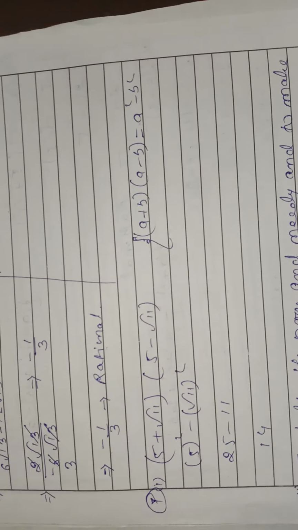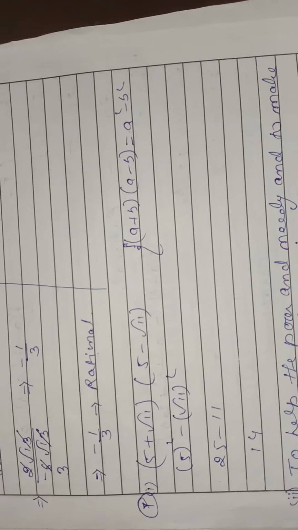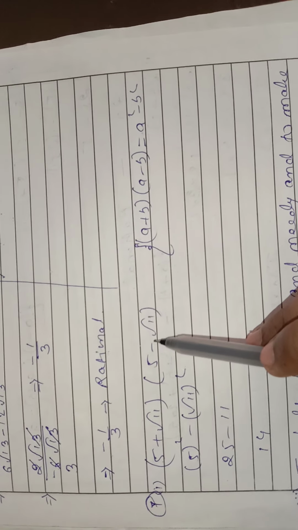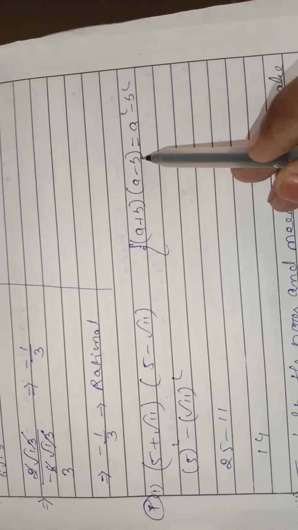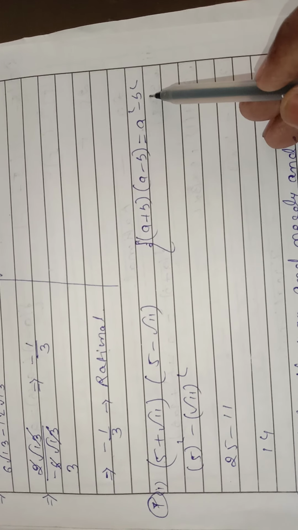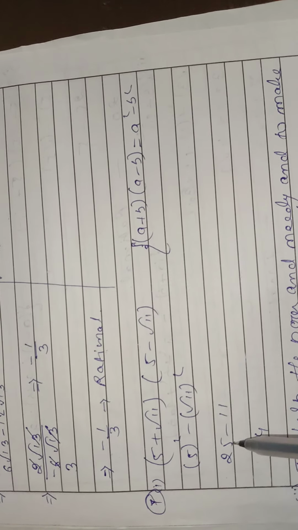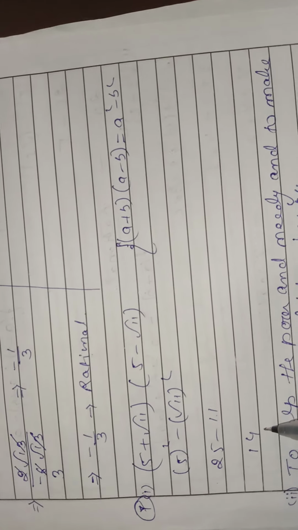Same way, question number 7. 5 plus root 11, 5 minus root 11. That is (a plus b)(a minus b), a square minus b square. 5 square minus 11, 25 minus 11, that is 14.